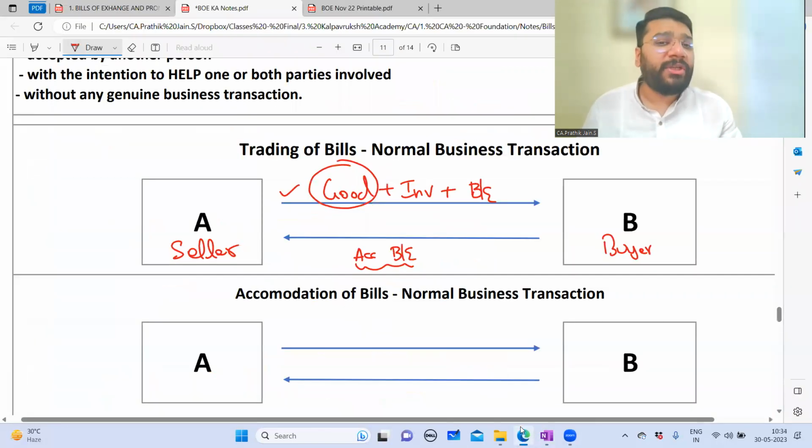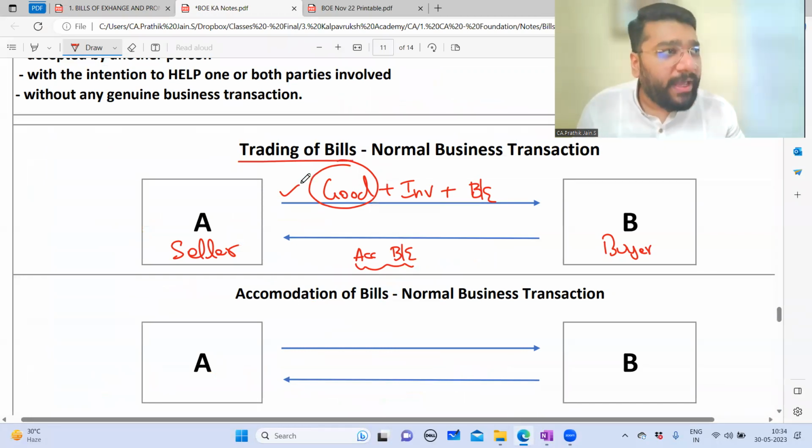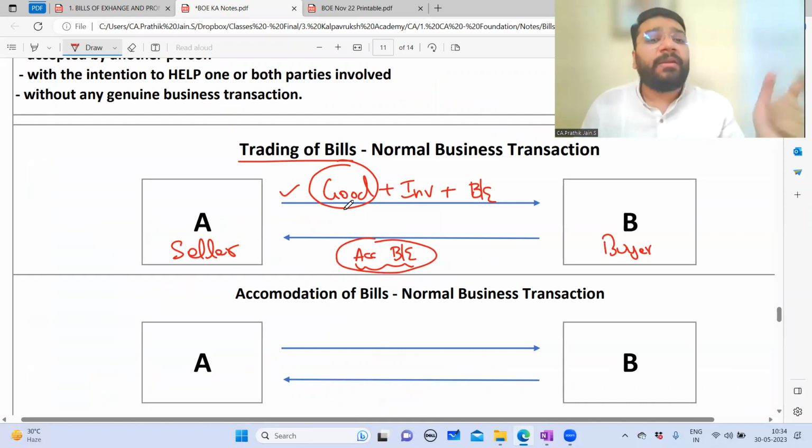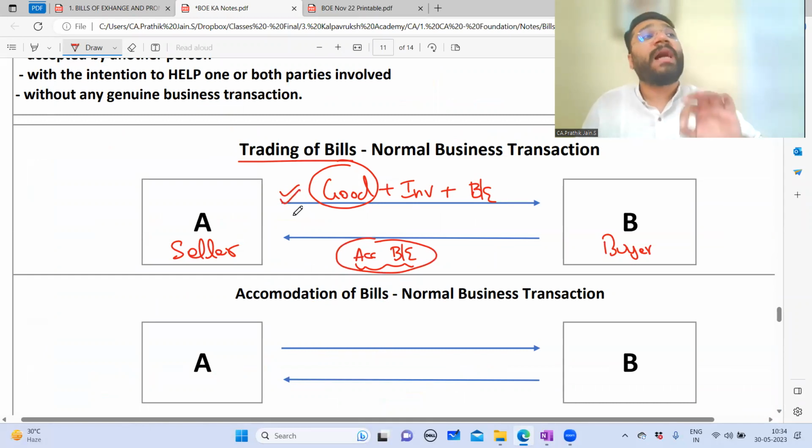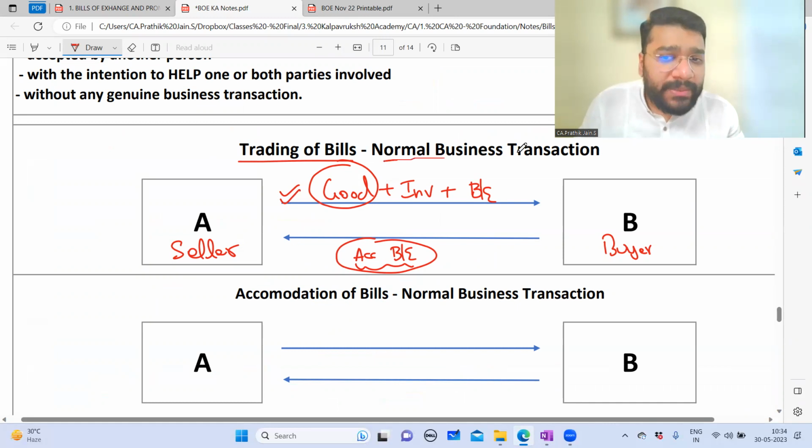This kind of transaction is normally called, guys, trading of bill. Trading of bill is a scenario where a bill of exchange is executed or accepted in return when goods are being transacted. This is a normal business transaction, and this process is called trading of bill or trading bill.